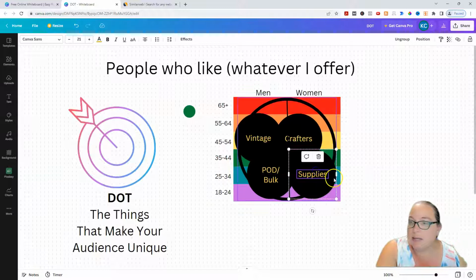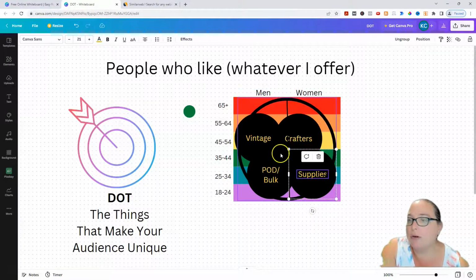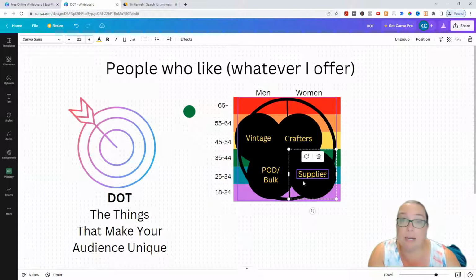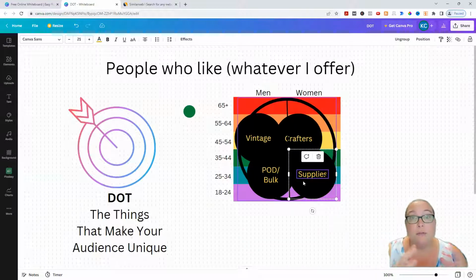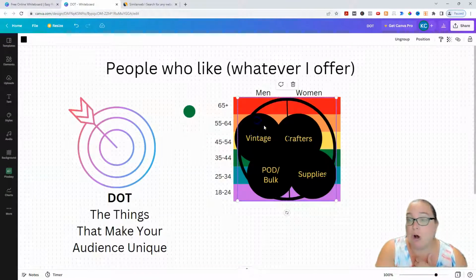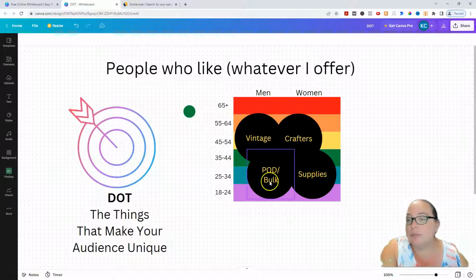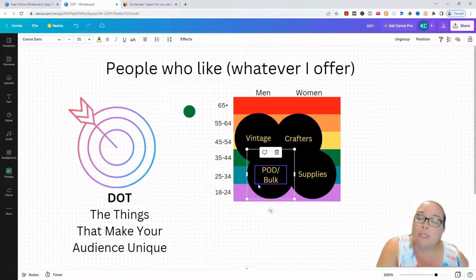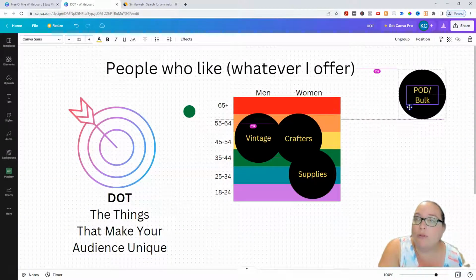So let's say that it would make sense. You go, oh, Kim, you would want to target right here in the middle again. You want to target both men and women, but I don't, because my product fits specific categories. Additionally, I don't want to deal with vintage at all. Okay, so we've got vintage, crafters, POD, bulk, and supplies. I have a print on demand course, right? I have that. But that's really more for people who don't know what they're selling yet.